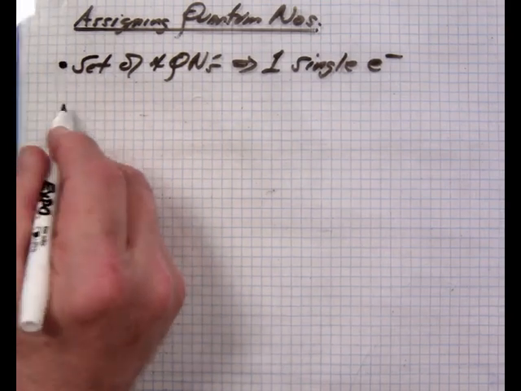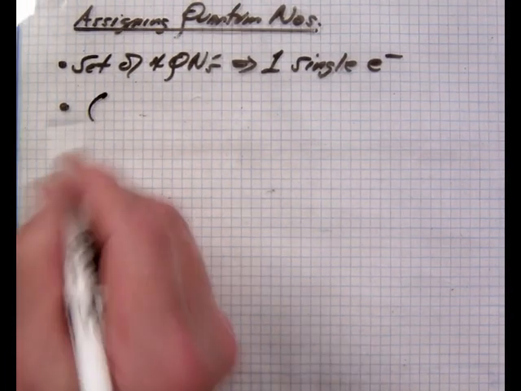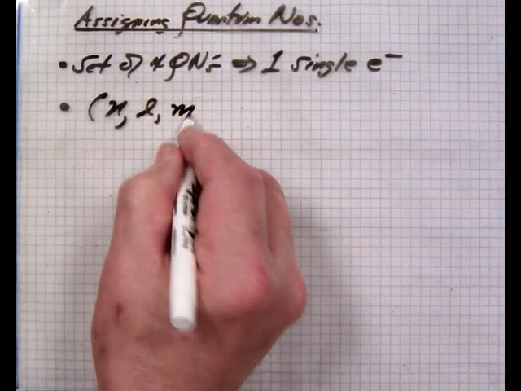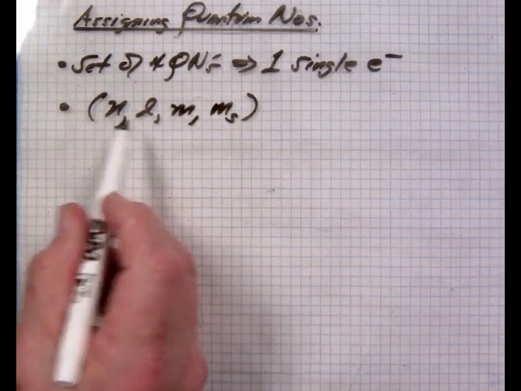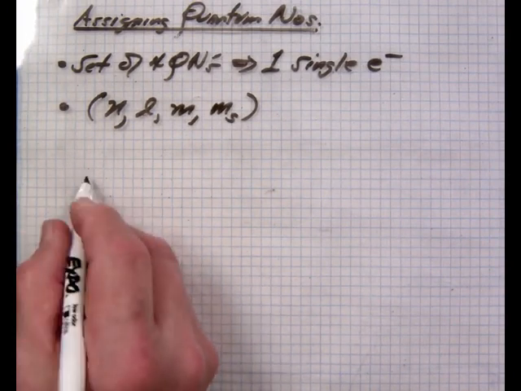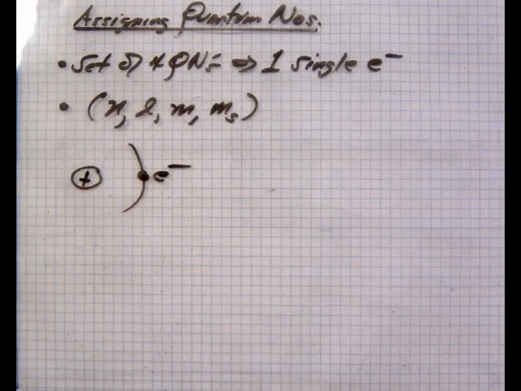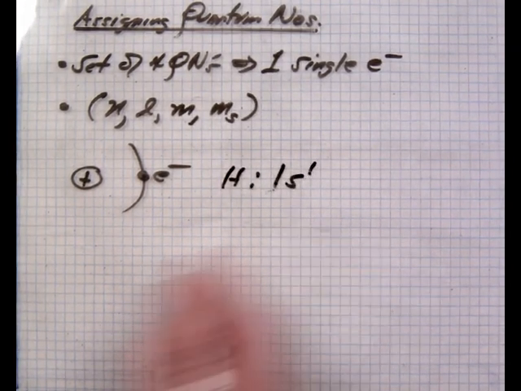Second thing is we're trying to assign principal, orbital, magnetic, and spin quantum numbers. So for a given electron, we want an N number, an L number, an M number, and an M sub s number. Principal, orbital, magnetic, spin. If we have, say, hydrogen with 1 electron, and I ask you to write the electron configuration for hydrogen, it's rather easy. It's 1s1.